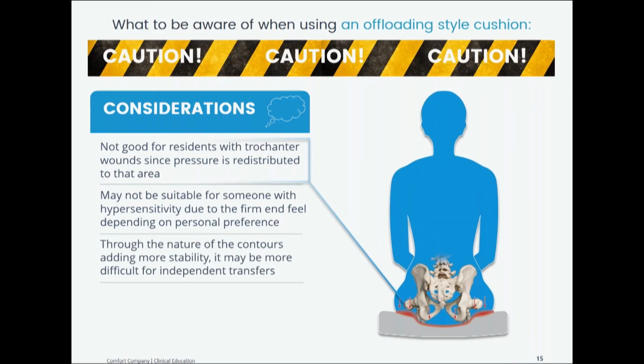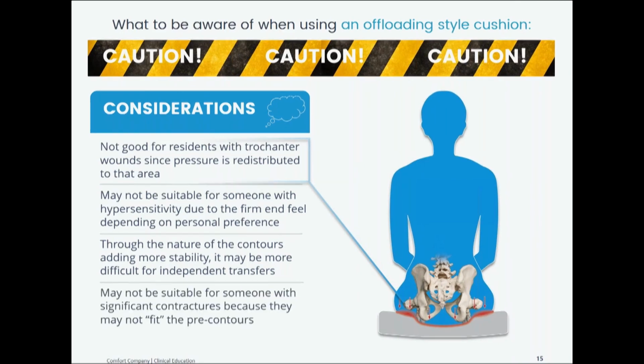And as well, through the nature of the contours adding more stability, it makes it more difficult for someone to transfer out of this cushion because it kind of locks them in. It really gives them that stability. So you may take someone that might have been an independent transfer off of a more linear flat cushion, and because it locks them in and really adds that stability, it may take them from an independent transfer to a min-assist transfer because it is a little bit harder to get out and over those hills and those valleys. As well, if you're dealing with someone with a very significant fixed contracture, they may not fit into those pre-contours.